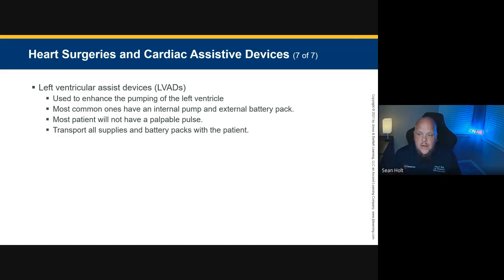Generally, they have alarms and things that go off when they're malfunctioning or they're low on batteries or something like that. But there's a process to replacing batteries for people that have LVADs to keep them constantly taken care of.